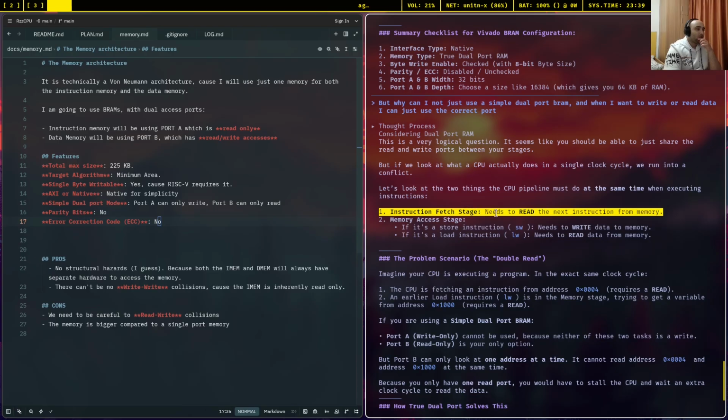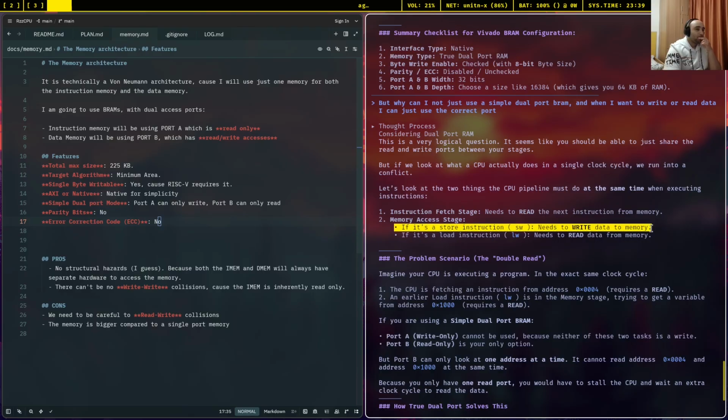Instruction fetch stage needs to read the next instruction. Memory access stage needs to write data to memory. This needs to read data from memory. Okay.